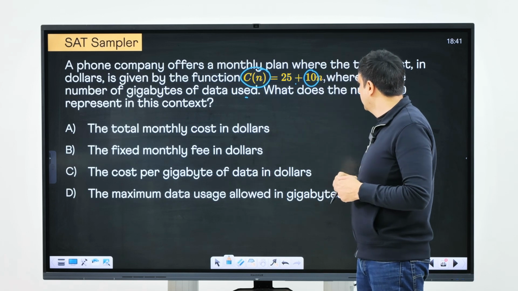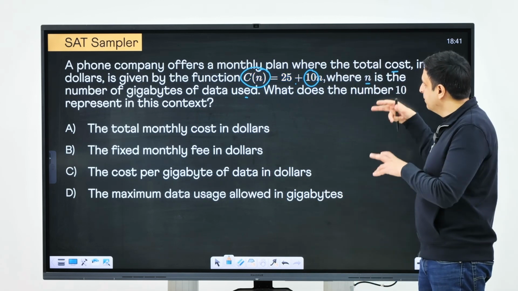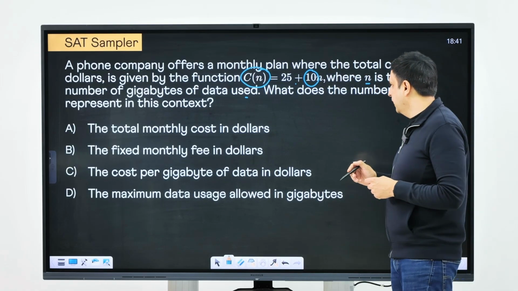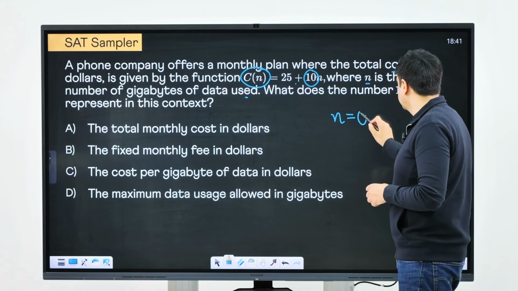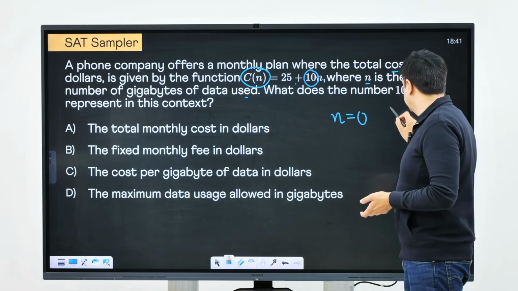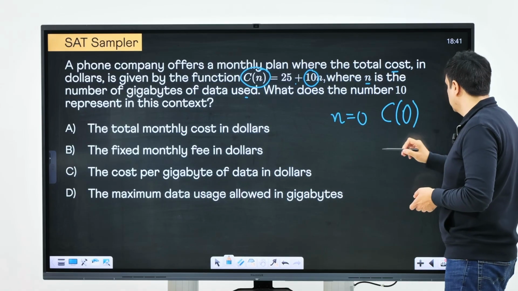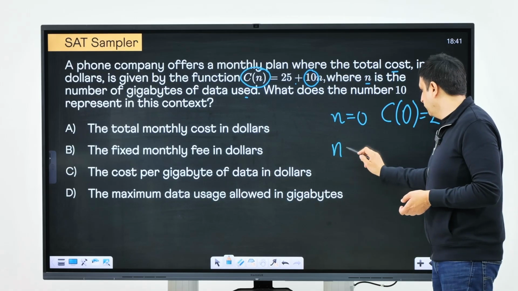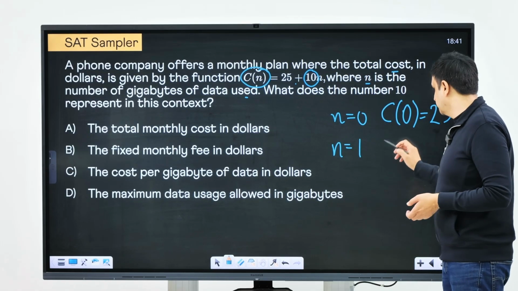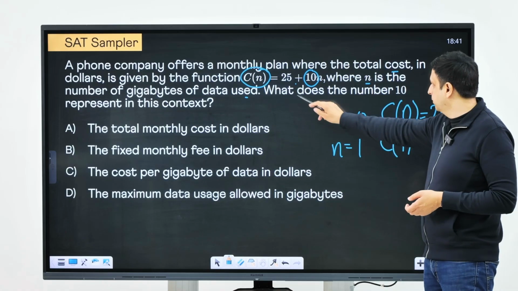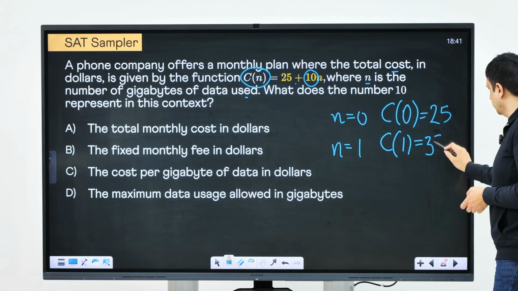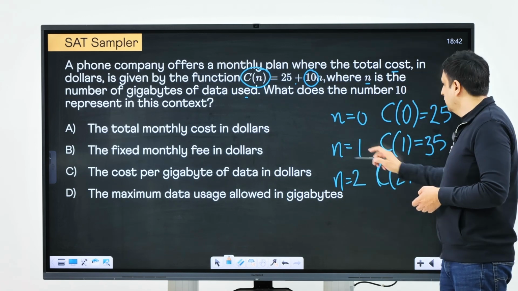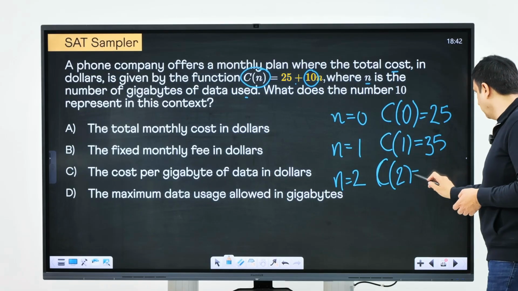What does this 10 mean? Well, to help you understand this, let me make the situation a little more concrete by taking some actual values for n. Let's say n was 0, which means the number of gigabytes of data used was 0. In that case, the total cost c of 0 would be 25 plus 0, or 25. If n was 1, which means 1 gigabyte of data was used, then the cost c of 1 would be 25 plus 10, or 35. Let's take one more value, n equal to 2. In this case, c of 2 would be 25 plus 20, or 45.